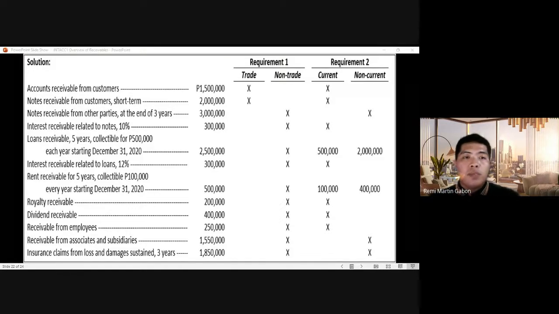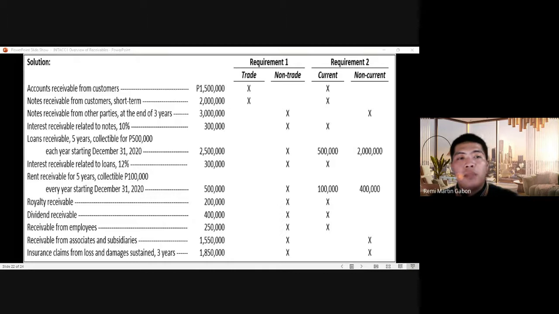Next, interest receivable related to loans, 12%. The same analysis applies as what we have under interest receivable. It is considered non-trade but considered current.